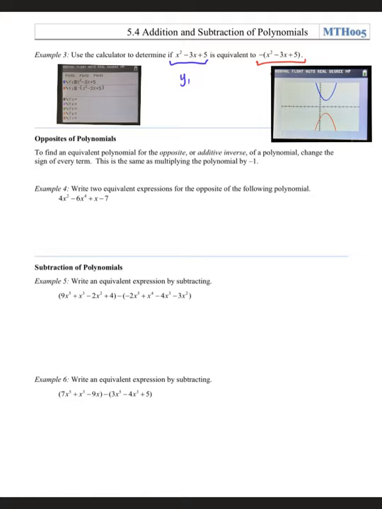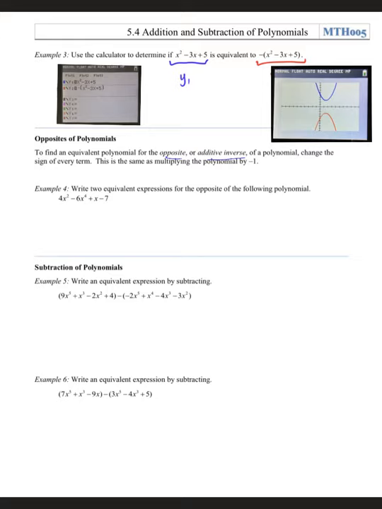Okay, the next thing we have here is opposites of a polynomial. To find the equivalent form of the polynomial for the opposite or additive inverse, keep in mind those two words mean the same thing. Change the sign of every single term. This is the same as multiplying the polynomial by -1.